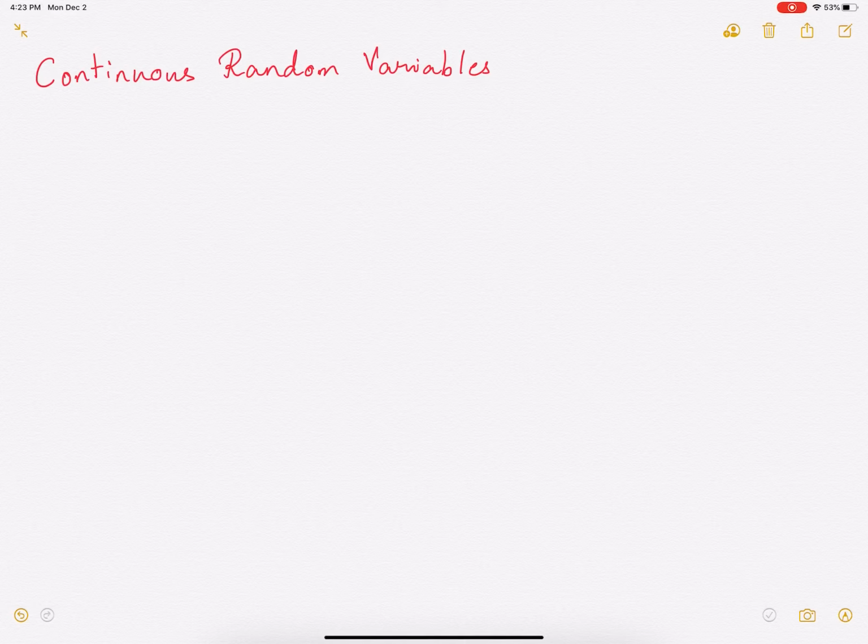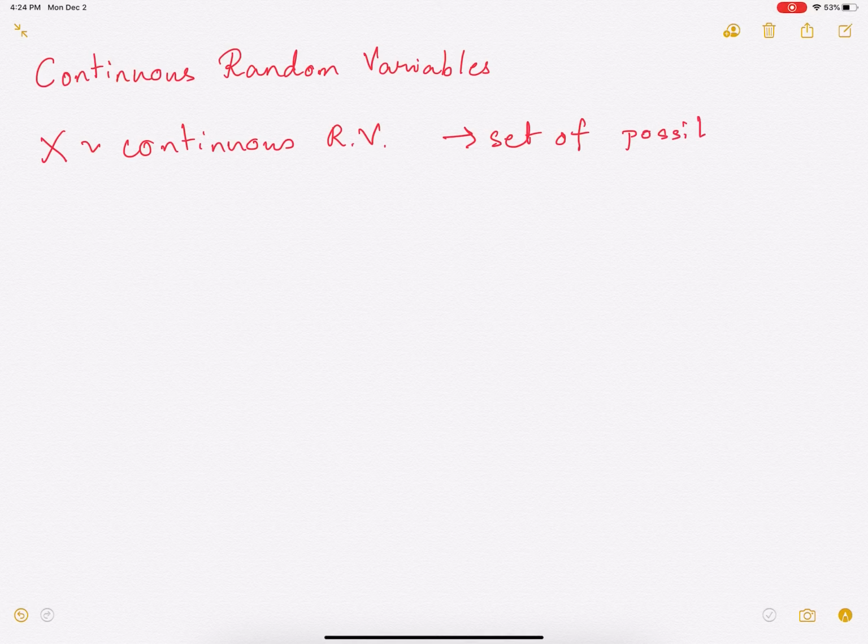Hi everyone, in this video we'll talk about continuous random variables. Now let x be a continuous random variable, or continuous RV, standing for random variable. And when would x be a continuous random variable? When the set of possible values that x can take is uncountable. So you can't count it. If it was countable, it would be a discrete random variable. If it's uncountable, then it becomes a continuous random variable.